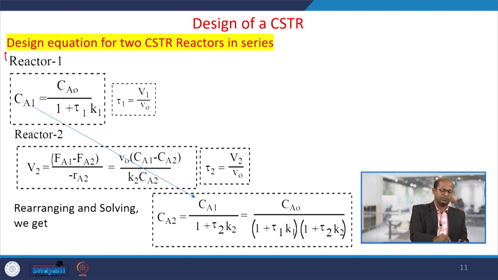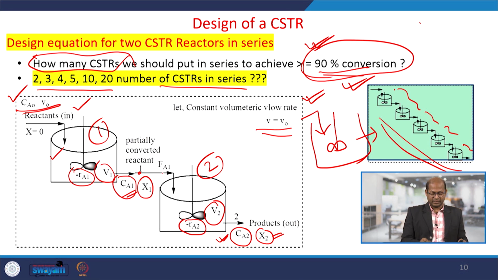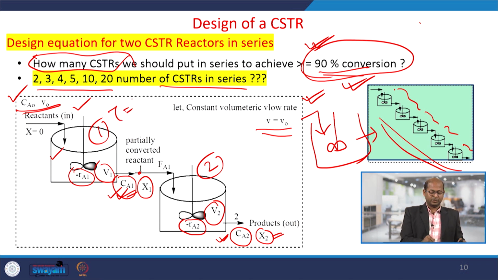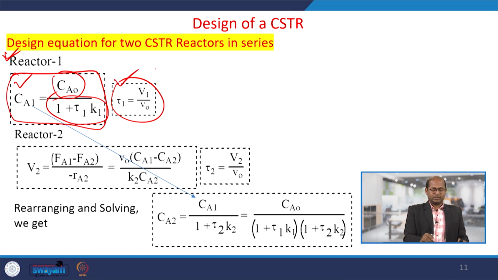Then for reactor 1 the design equation is this: Ca1, the final concentration coming out from reactor 1, equals the initial concentration divided by 1 plus tau 1 K1. What is tau 1? Tau 1 is the first reactor's space time, tau 1 equals V1 by V naught, where V1 is the volume of the first reactor and V naught is the volumetric flow rate. So tau 1 we know, K1 is the rate constant for this particular reaction, so then Ca1 we know.